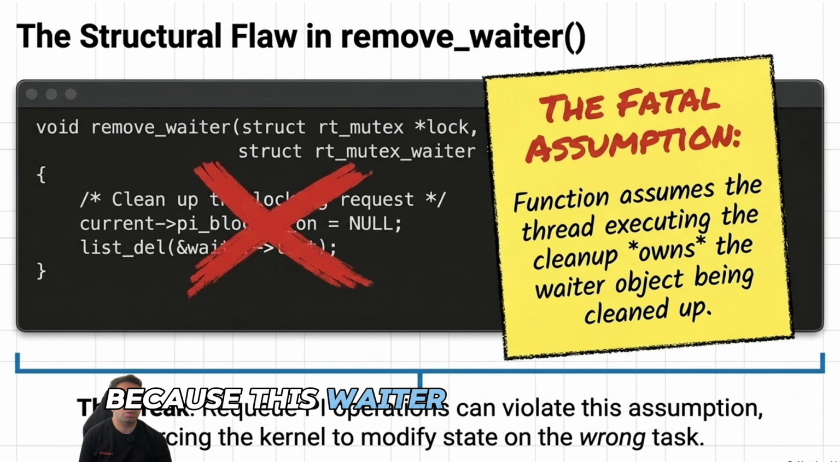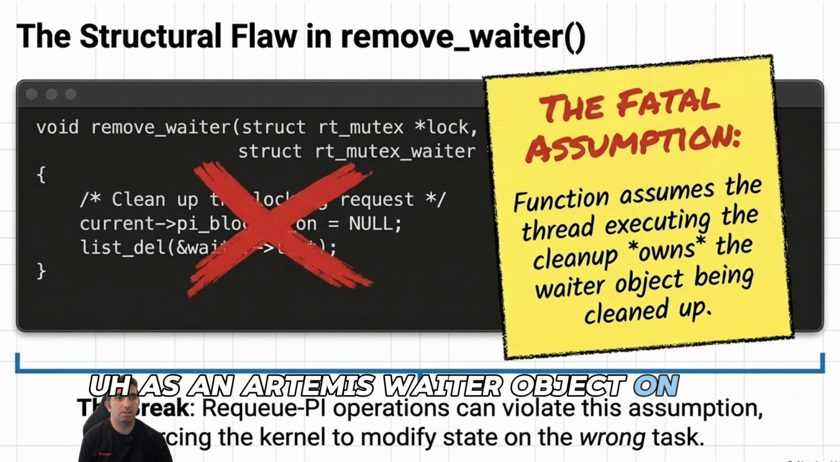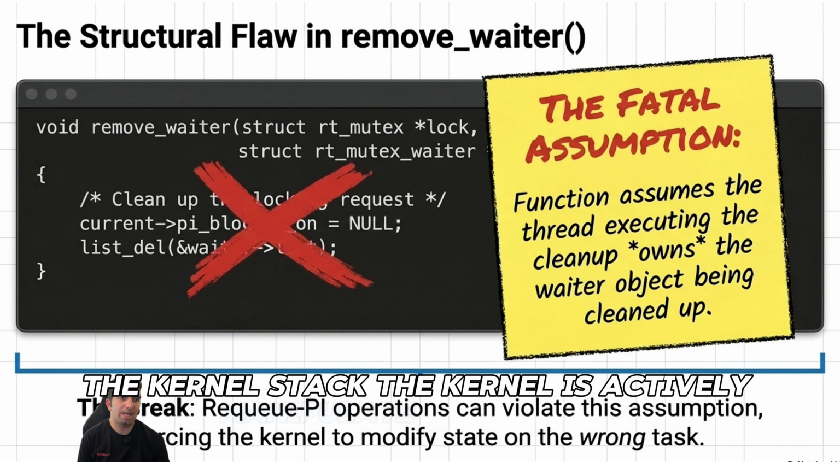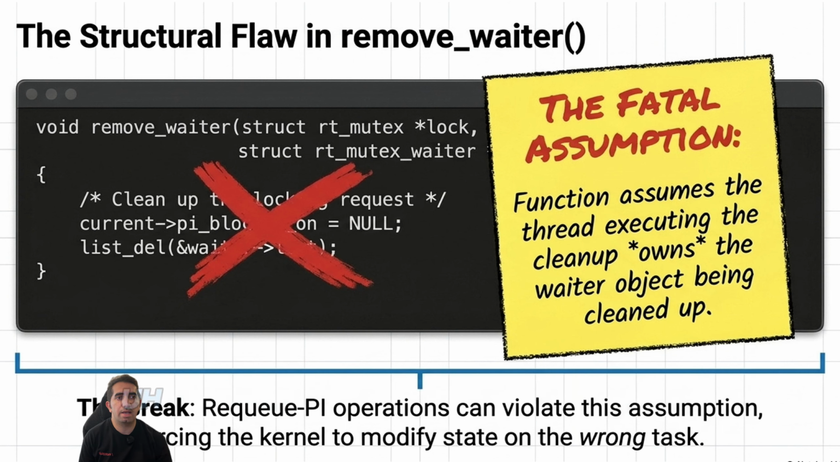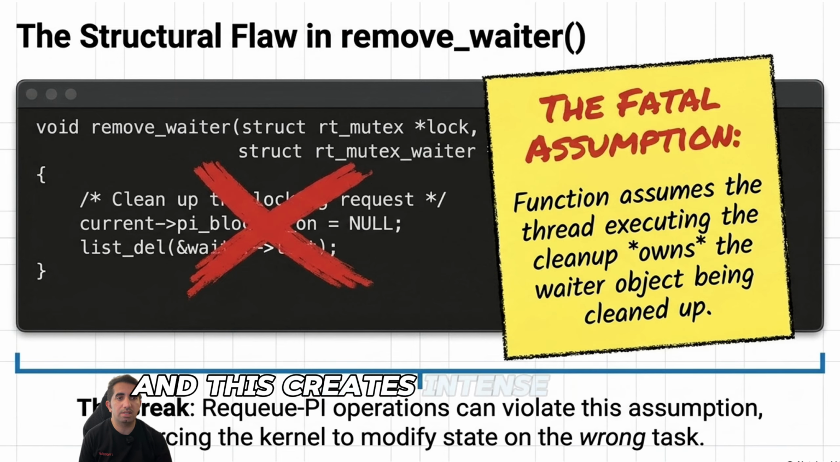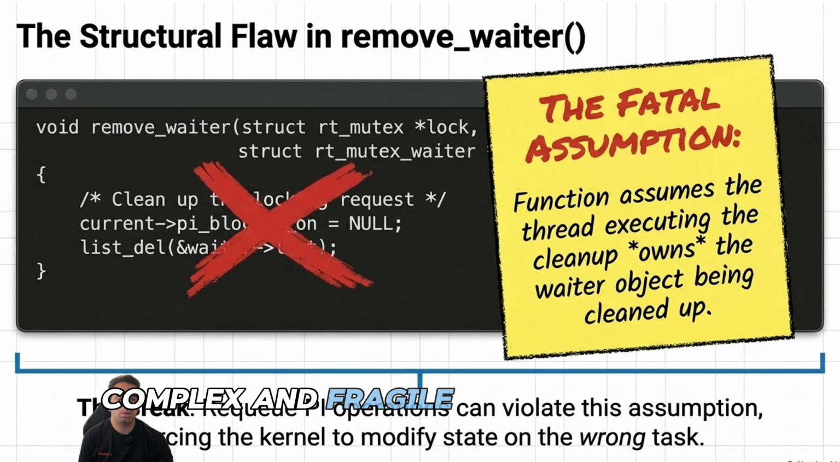Because this waiter structure exists as an rt_mutex_waiter object on the sleeping thread's kernel stack, the kernel is actively manipulating memory across different task stacks, and this creates intense state tracking and complex, fragile ownership rules.